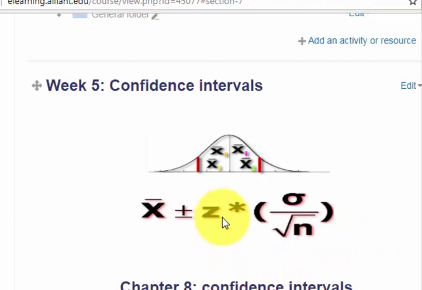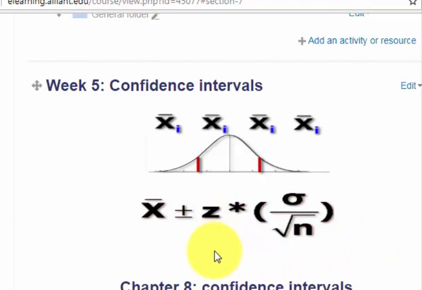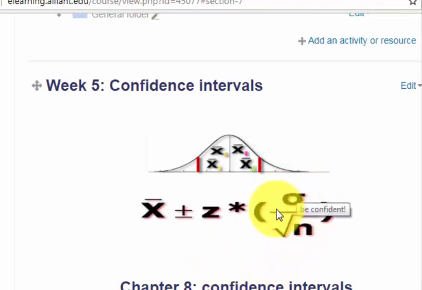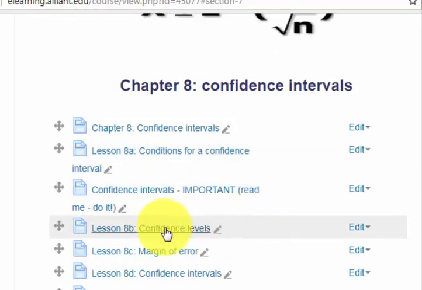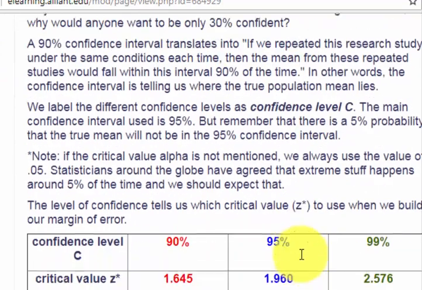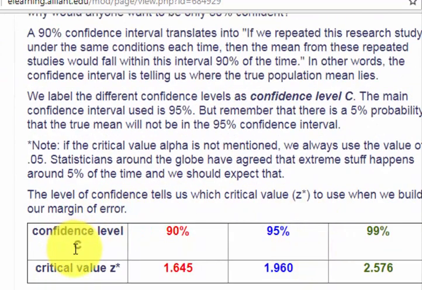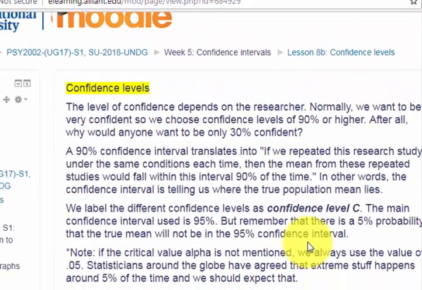The Z star tells you what level of confidence you want, right? 90%, 95%, 99%. And this is times the standard error. So it's not that hard. Please look this stuff over. If you're going to do it by hand, which we're not, this is the Z star score that you would multiply back in the original formula for the different critical levels. We're not going to do that.